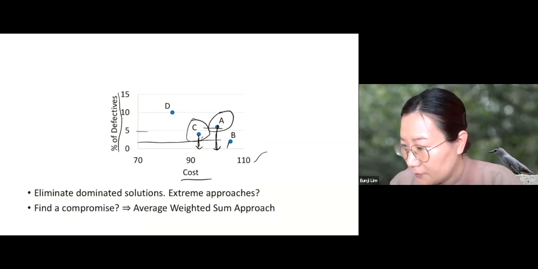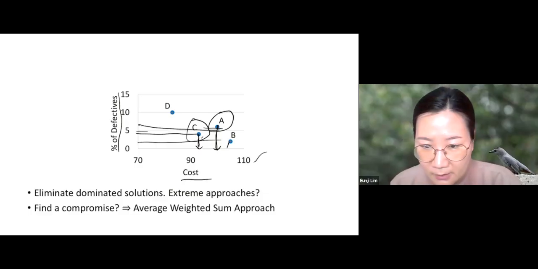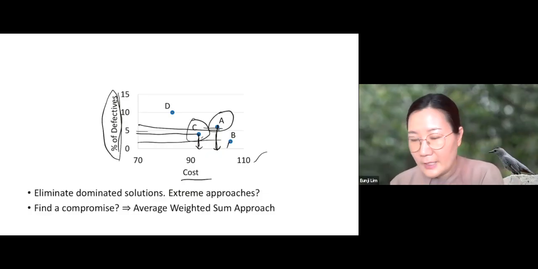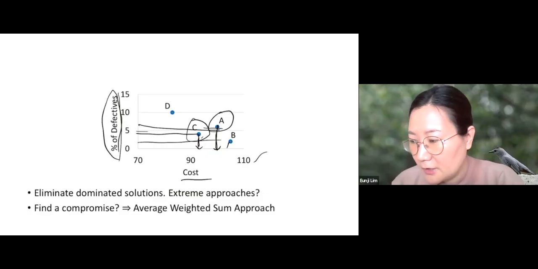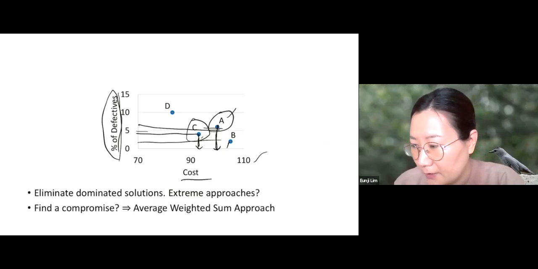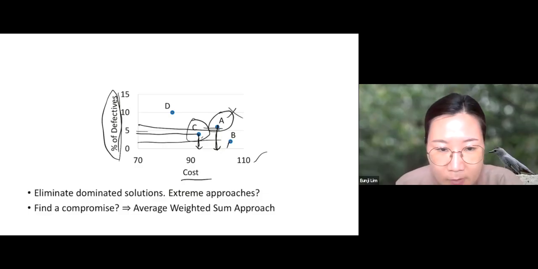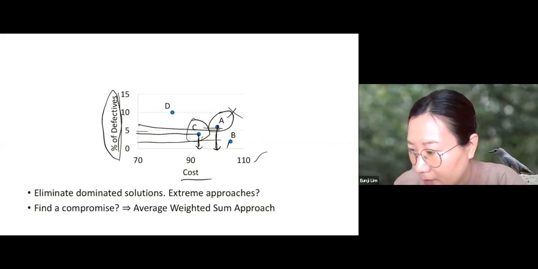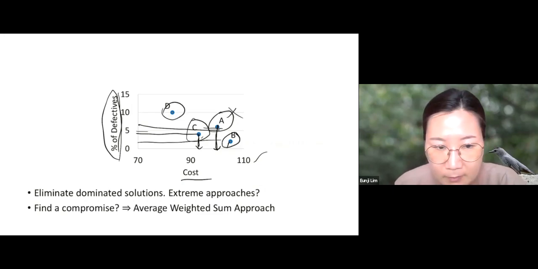How about the percentage of defectives? C has a lower percentage of defectives than A. So A is dominated by C in terms of the percentage of defectives. So A is dominated by C in every aspect that we consider. So we don't need to consider A any longer. So A is eliminated. Now we can focus on B and C and D only.